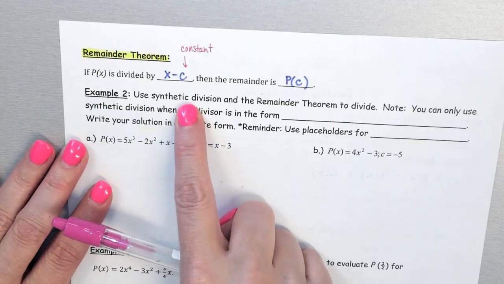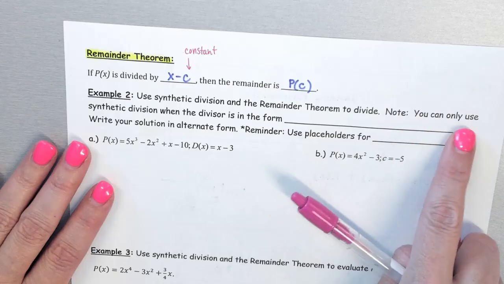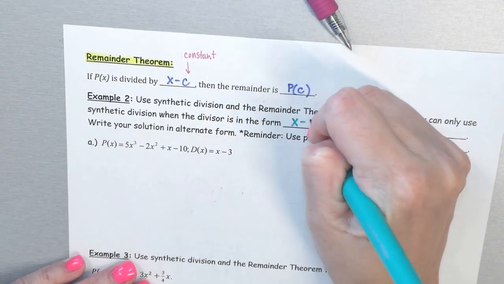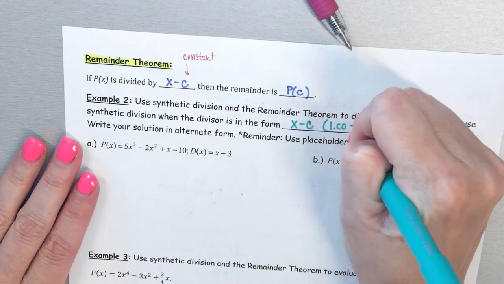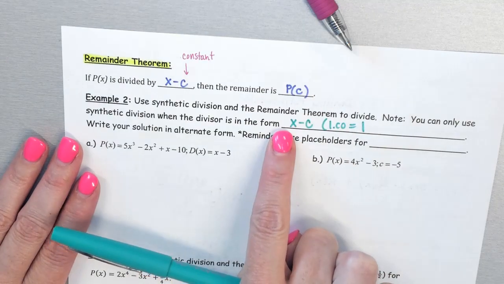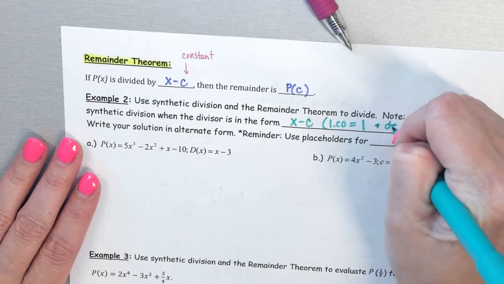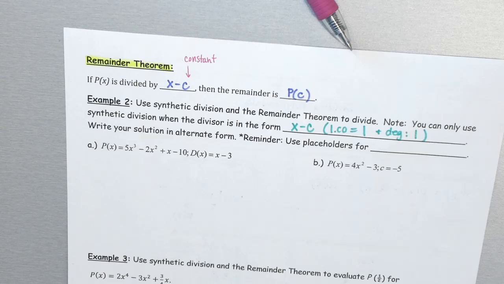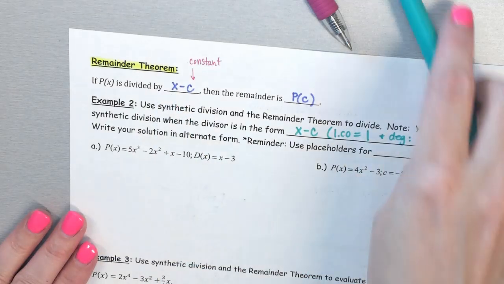So we're going to be using synthetic division and the remainder theorem to divide. And I put this note here. You can only use synthetic division when the divisor is in this form, x minus c, which means the leading coefficient is equal to 1. So the value in front of x is 1, and the degree is 1, which just means it's a linear factor. Okay, so the leading coefficient is 1, the degree is 1.